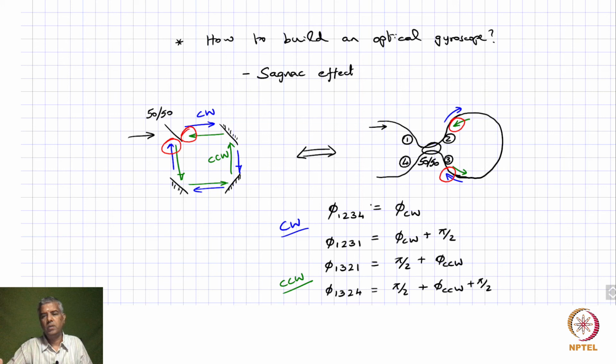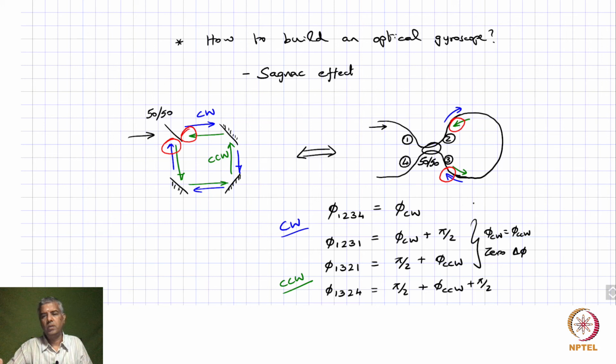So what do we see when we analyze all of this? We see that if you're starting from 1 and you're ending up at 1, okay, if phi CW is phi CCW, then there is zero delta phi. So when it's 0 delta phi, what can you say? You are essentially having constructive interference going through this port, port 1.